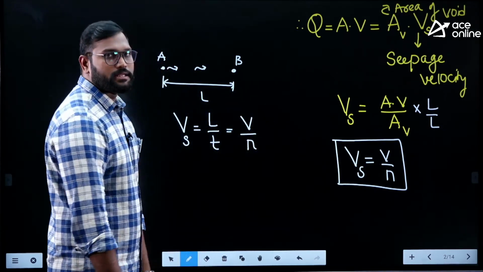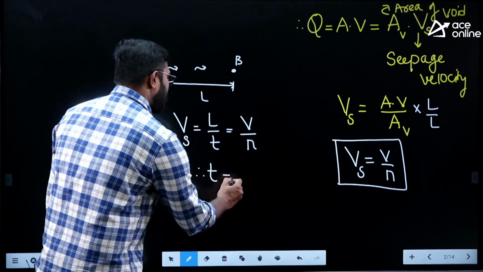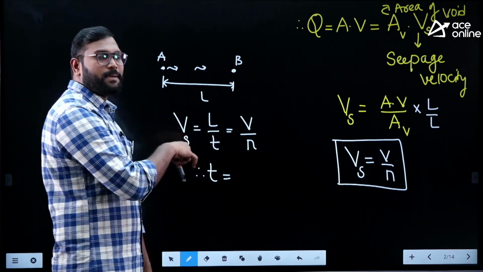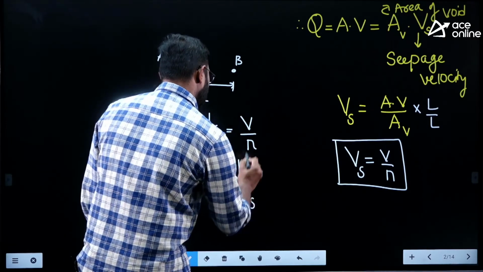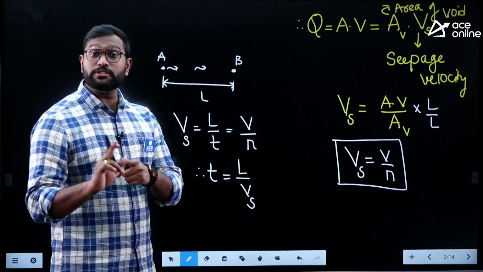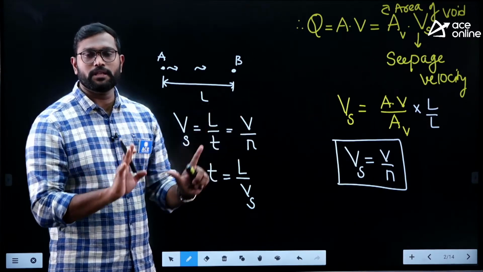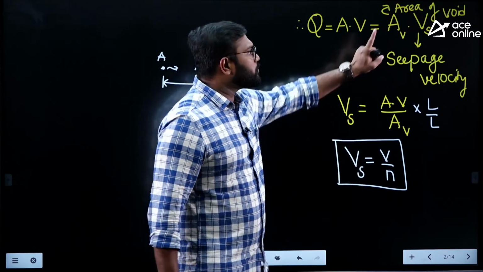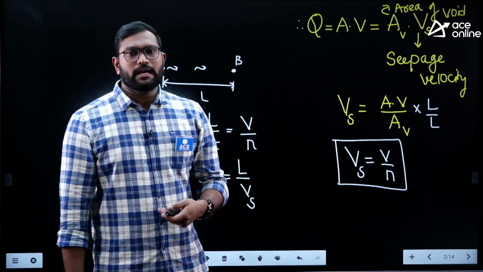What is n? Porosity. So in the examination, if they ask about the time required to travel, you simply use the seepage velocity. Time is equal to length by seepage velocity. So when they ask the time required to move from one point to another, use seepage velocity, but if they ask the seepage loss rate, simply use the Darcian velocity. So this is the concept of Darcy's law.